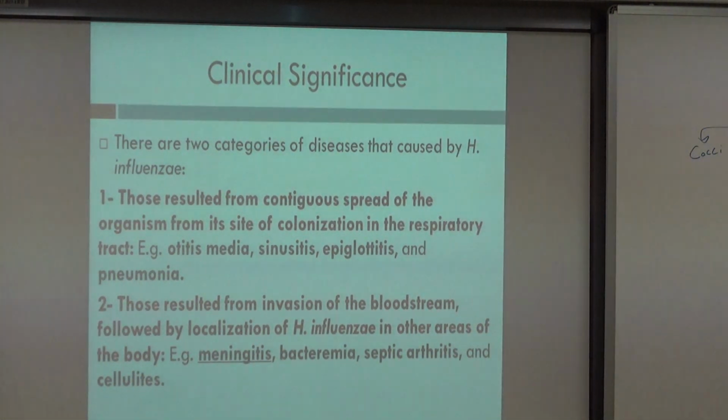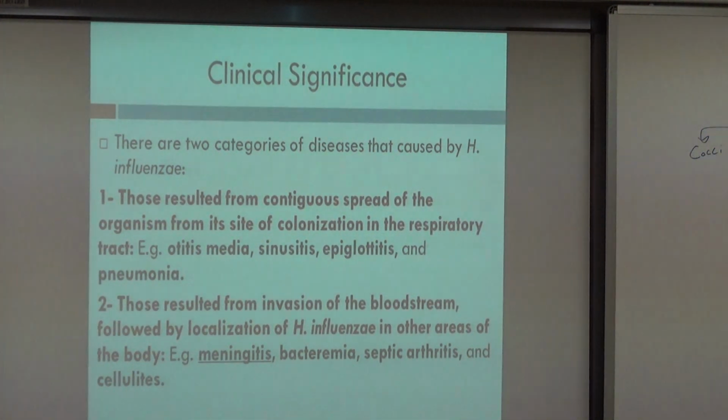For example, respiratory tract infections and other infections that disseminate from the respiratory tract as a portal of entry, so they can lead to otitis media, sinusitis, epiglottitis, and pneumonia. All of these infections are connected with each other. They can start from colonization of the respiratory tract, and we know that the respiratory tract is connected with the middle ear, the sinuses, the pharyngeal cavity, and the lungs.